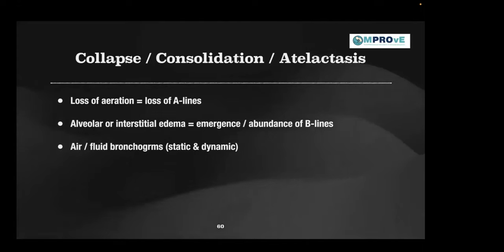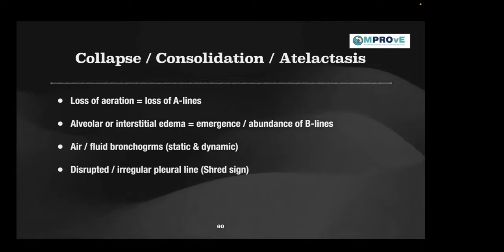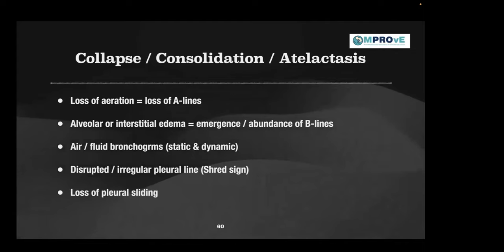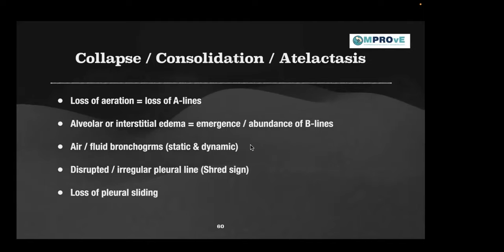And you will get air and fluid bronchograms, which will be static and dynamic. And I'll show you what I mean by that. There will be a disrupted or irregular pleural line. This is not exactly the stretch sign, but we'll come to it when we see the images. And there will be a loss of pleural sliding. So if you have collapse or consolidation or atelectasis, you will have all these features there. Depending on if it is a pneumonic or infective process, you will see air bronchograms or fluid bronchograms, depending on the pathology. But there will be presence of all of this.